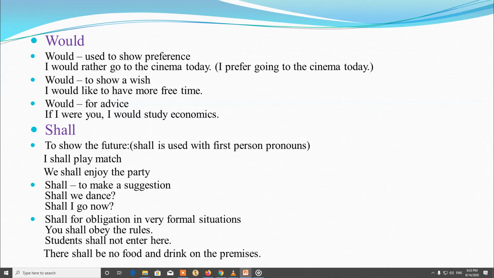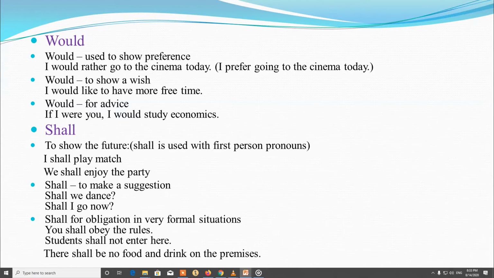Now, come to the next one, that is shall. It is used to show the future, and shall is used with the first person pronouns. For example, I shall play match, we shall enjoy the party. Shall is used to make a suggestion. For example, shall we dance? Shall I go now? And it is used for obligation in very formal situation. For example, you shall obey the rules.